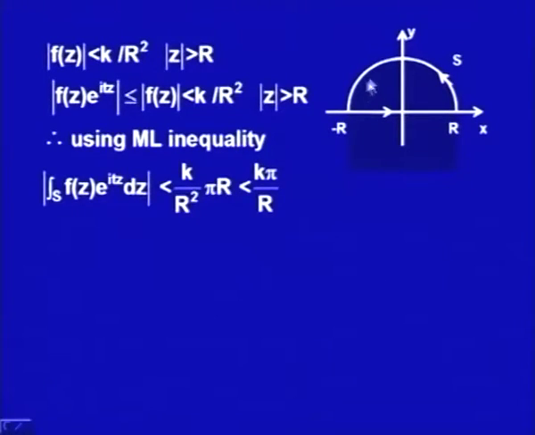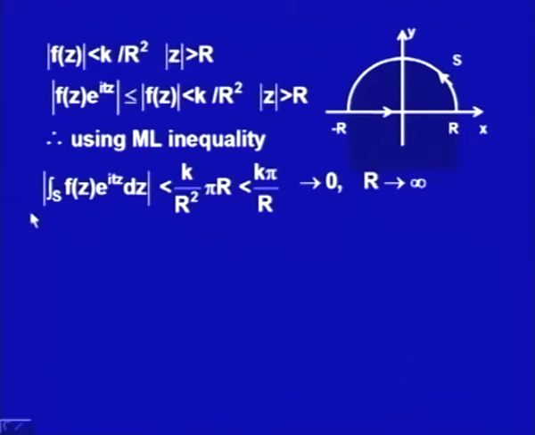The contour S is the semicircle, its perimeter would be pi r. So we are getting k pi upon r. So what we have got is that the absolute value of the integral of f(z) e^(itz) on this semicircle S is bounded by k pi by r. Now, this value is positive. As r becomes larger and larger, this value would approach 0.